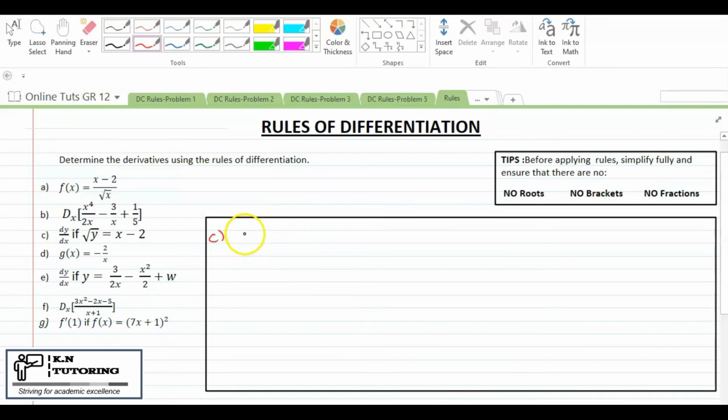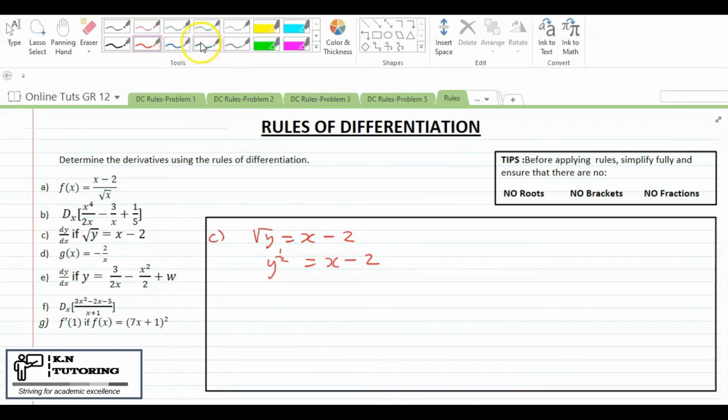C. It says determine dy dx if the square root of y is equals to x minus 2. Since the notation says dy dx, it means we must differentiate y in terms of x. So we must make y subject of the formula, right? So we must get rid of the square root. So we know that this is going to be y to the exponent 1 over 2, using that rule for surds, which is equals to x minus 2.